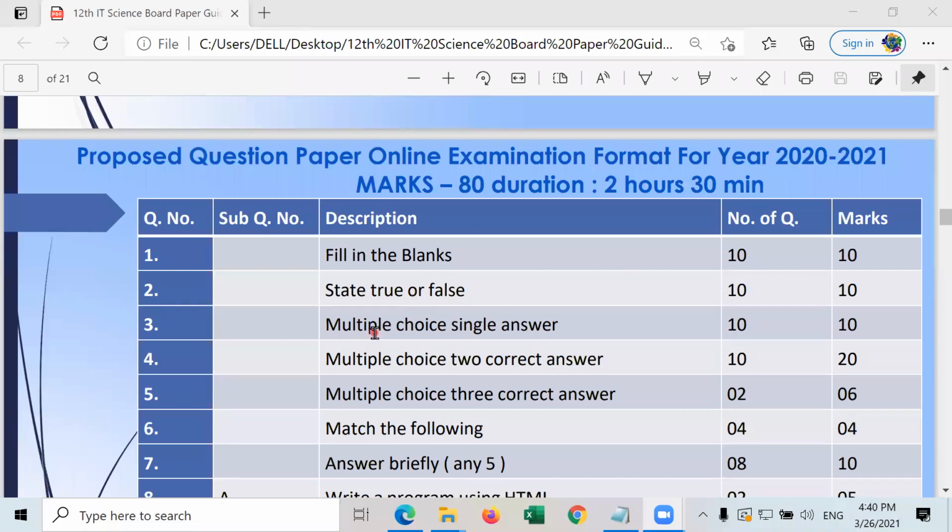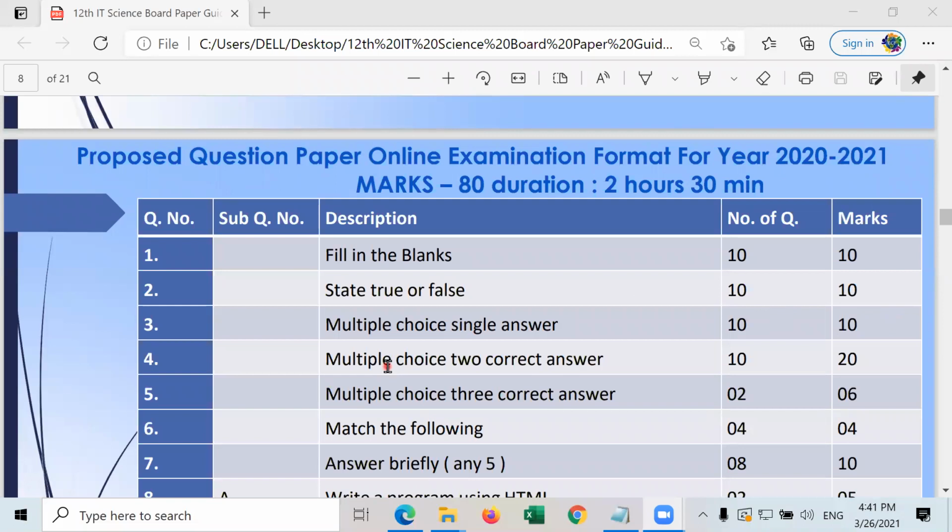Then move to question number 3. Question number 3 is multiple choice single answer. You will be given a statement and you will be given 4 options. You have to select the correct option, the correct answer. If you select the correct answer, that will give you 1 mark. So there will be 10 sub-questions. 10 into 1 is 10.